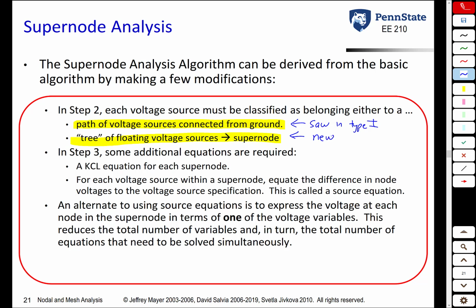As far as equations go, when we write our KCL equations, first off, we have our standard nodes that have no voltage sources associated with them. We can write standard KCL equations for them. But then in addition, whenever you have a supernode, you write a KCL equation for each supernode. But this introduces a problem in itself.